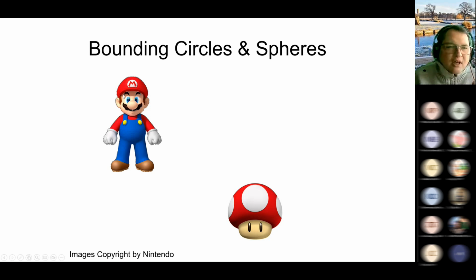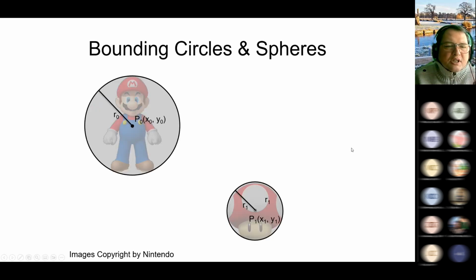And we have a Mario here and a mushroom. The point is that we can use something that is called a bounding circle on Mario and on mushroom. Bounding circle is usually the smallest circle that includes your sprite, your object. Okay, if it is a 3D object, the same thing you can do with a spherical 3D shape.